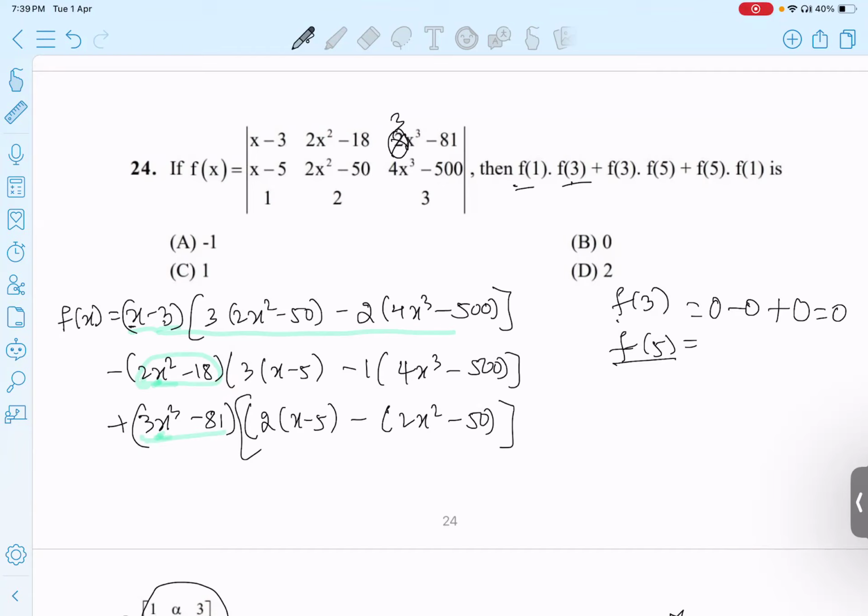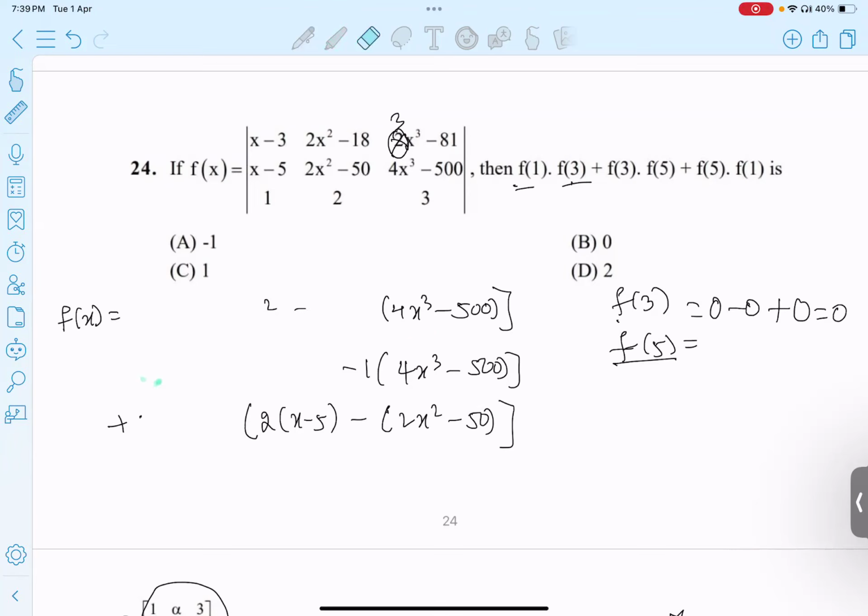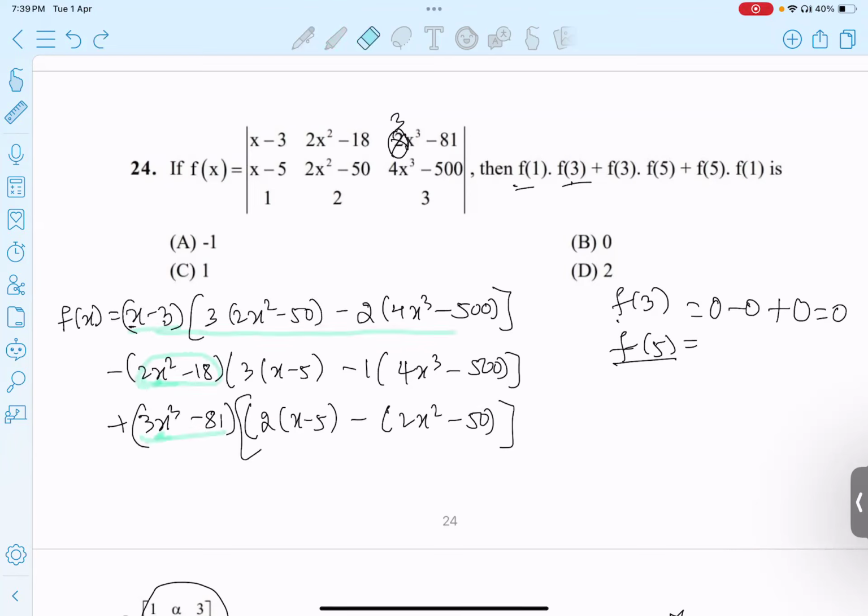F of 5. If you substitute 5 over here, 5 square is 25. 25 twos are 50. 50 minus 50 is 0. Here also 5 minus 5. 5 minus 5, so this becomes 0, students.